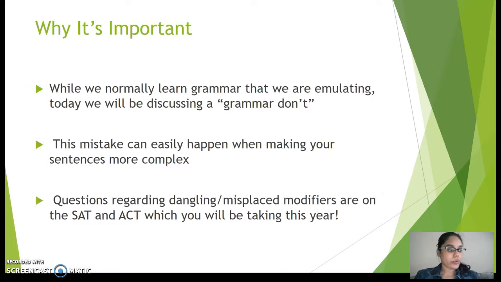So why this is important. Normally in class we only talk about the things that you are supposed to do in grammar. We look at author sentences and we figure out what's great about them and what we're going to incorporate into our writing. But today we're talking about a grammar don't, something that we're not supposed to be doing. And this is something that can easily happen when you're trying to make those more complex sentences. And it's also something that you could see on your SAT or your ACT, which you'll be taking this year. So it's very important that we discuss this.